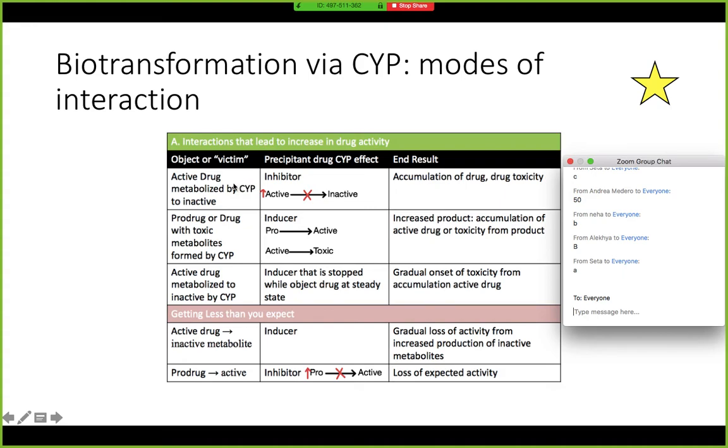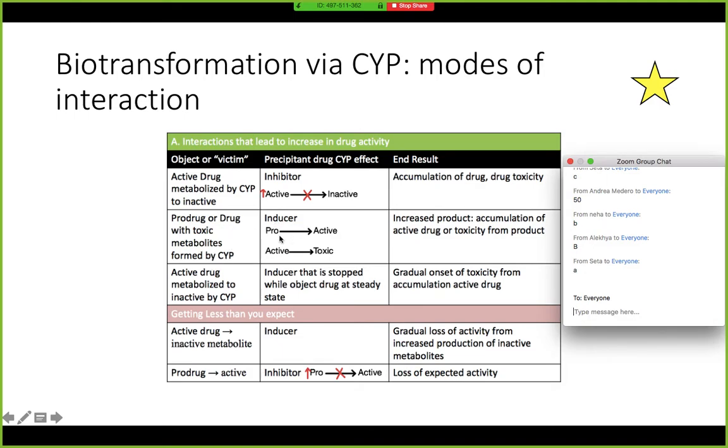So if we have an active drug that's metabolized by a CYP enzyme to an inactive drug, and we give somebody an inhibitor of that CYP enzyme, we're going to have an increase in the amount of active drug. Because since the CYP enzyme is metabolizing it from active to inactive, if you inhibit it, so draw your X there, you have an increase in active drug.